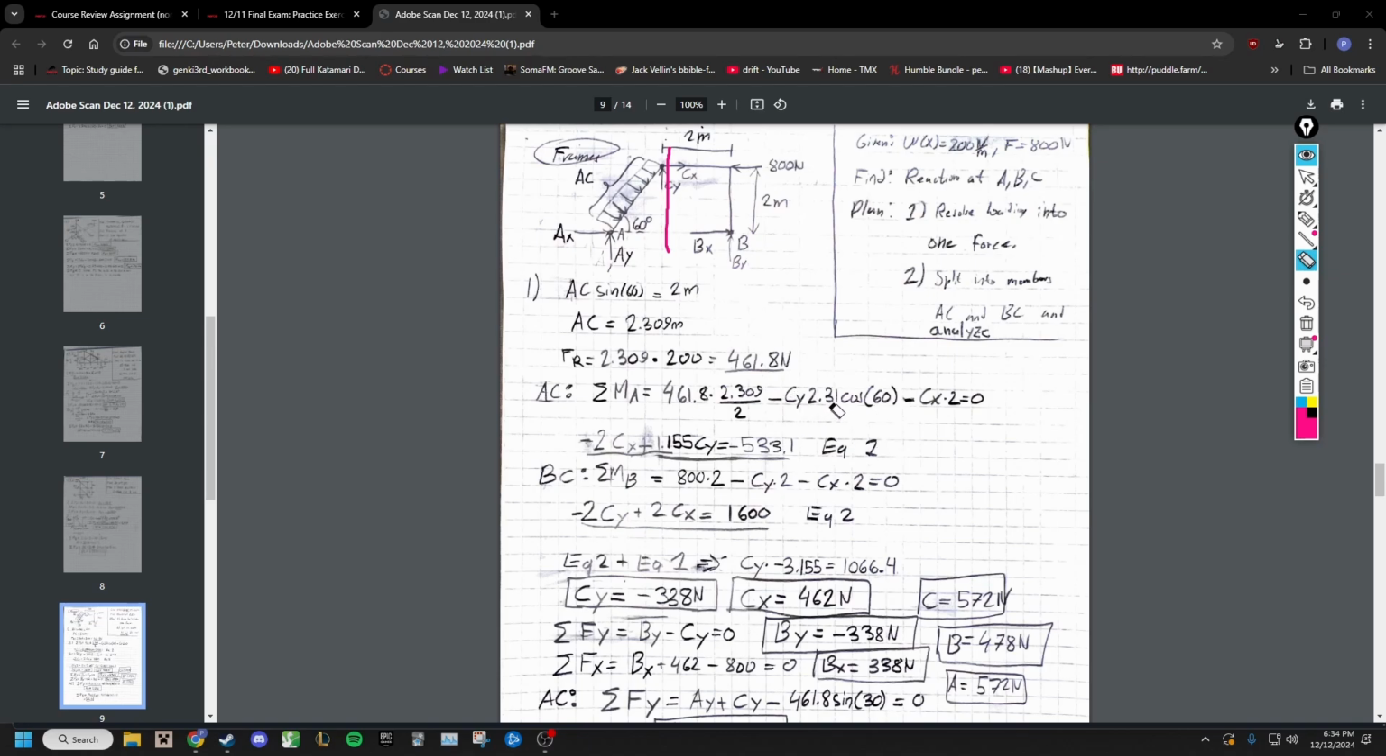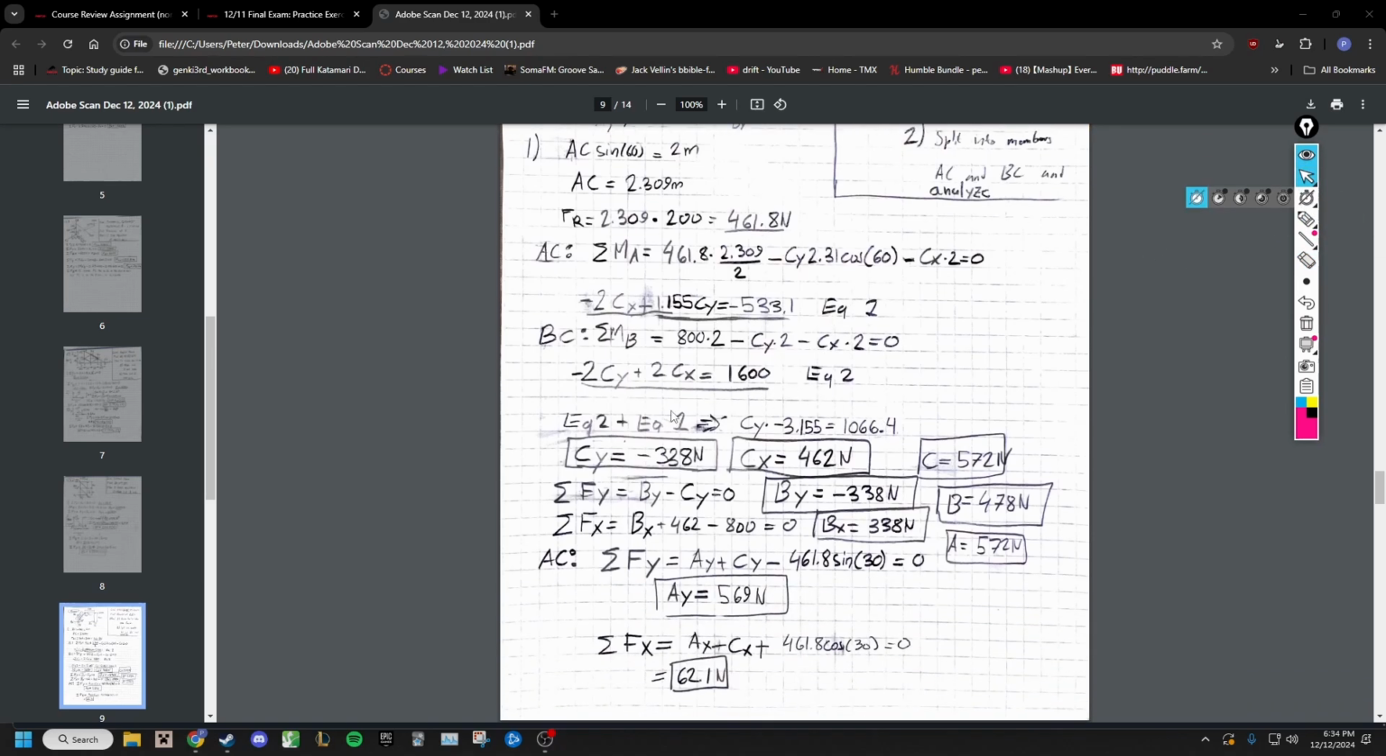And we just go through the whole moment about A, and we find that negative 2 C of x plus 1.155 C of y equals negative 533.1. Analyzing BC and taking the moment about B, we find that negative 2 C of y plus 2 C of x equals 1,600. And that gives us two equations. We have two unknowns, and we just simplify and solve from there.